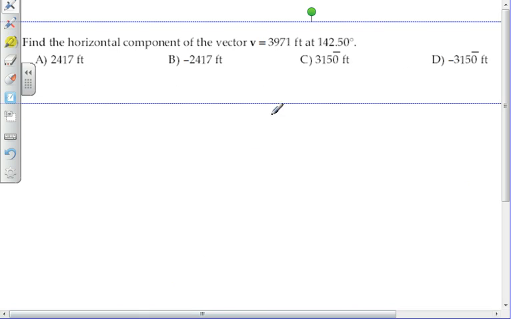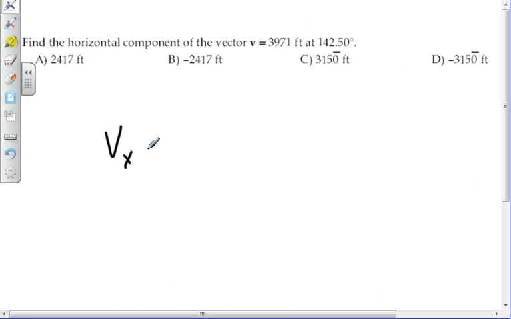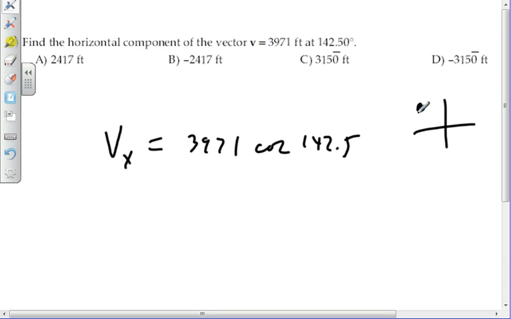Okay, so now we're looking at this one. We're looking for the horizontal component, so that's V in the X direction. We know it's 3971 cosine 142.5. Now we know that this is a second quadrant answer, so it can't be C, it can't be A. So we only have 2 possibilities that it could be.